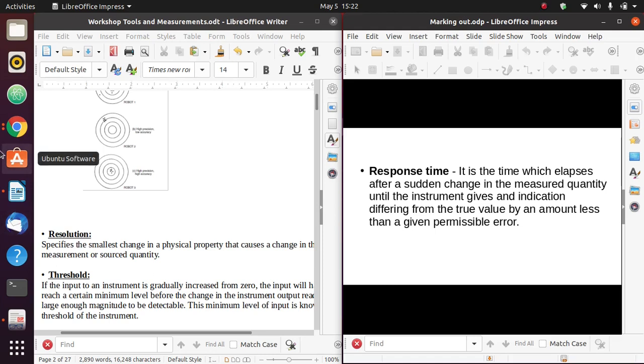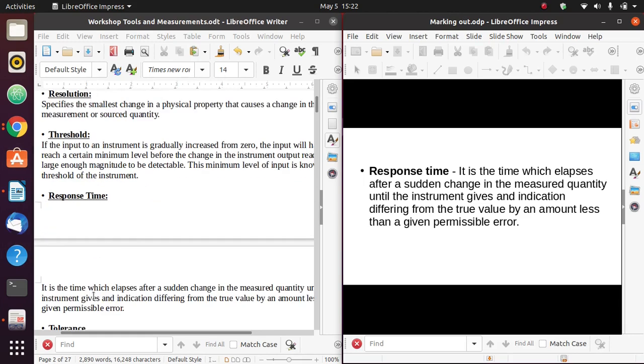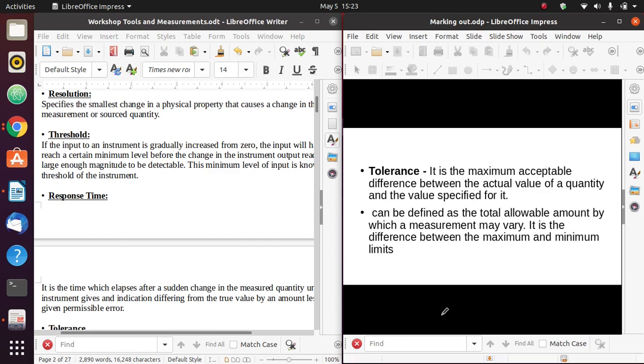Yes. Now, response time. This indicates the time that it takes once I change the physical quantity that I'm measuring up to the point when it is registered as an output in the measuring instrument or the measuring system. This is what we call response time. You'll find that some instruments are quick to register that change, and there are some that have a lag time. They take time before they register the output. So the time that elapses when there is a change in the physical quantity you're measuring, up to the point the instrument registers that change as an output, is what we call the response time.